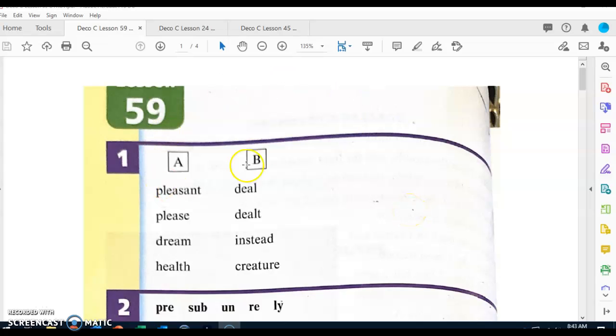Today we're going to be working on lesson 59. Now go ahead and touch part 1. In some of those words, the letters EA make the sound E as in eat. In some of those words, the letters EA make the sound E as in end. Now touch the first word in column A.